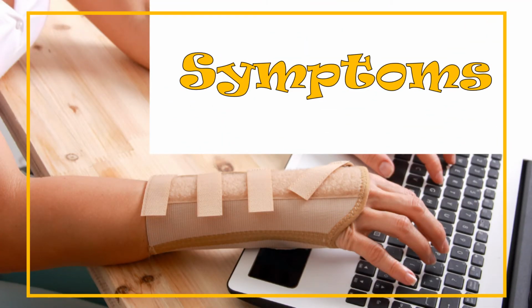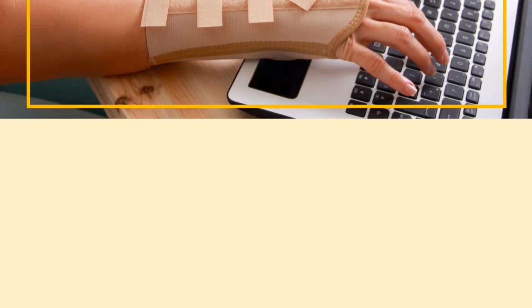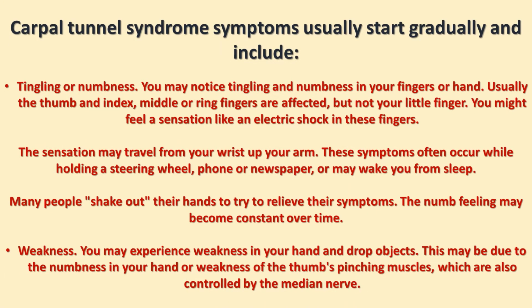Symptoms. Carpal tunnel syndrome symptoms usually start gradually and include tingling or numbness. You may notice tingling and numbness in your fingers or hand. Usually the thumb and index, middle, or ring fingers are affected, but not your little finger. You might feel a sensation like an electric shock in these fingers. The sensation may travel from your wrist up your arm.